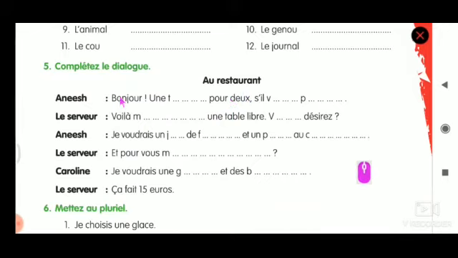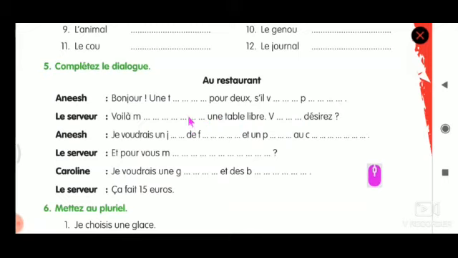Okay, so Anish is starting the conversation saying bonjour, une dash pour deux, s'il vous plaît. So I think this might be an easy one, s'il vous plaît, because when we request someone the first time we'll say s'il vous plaît. You know the spelling for s'il vous plaît already.